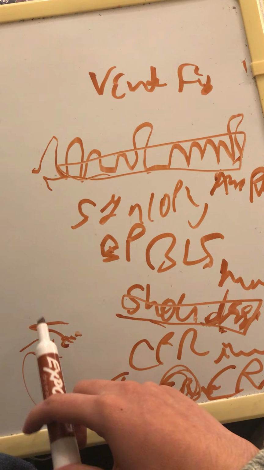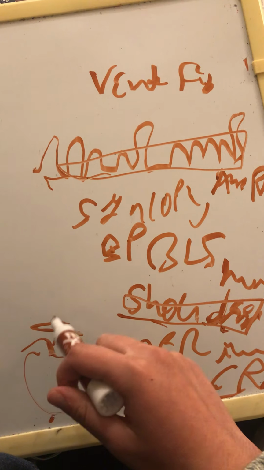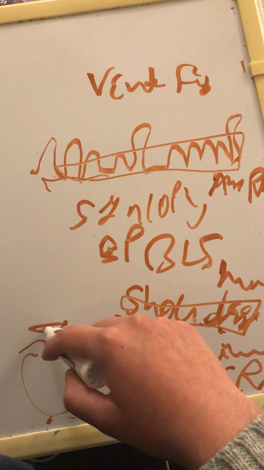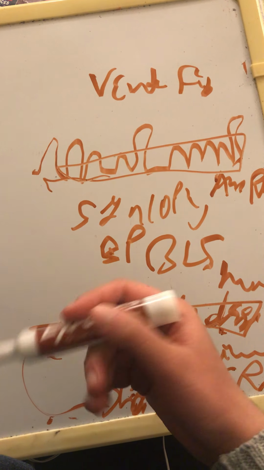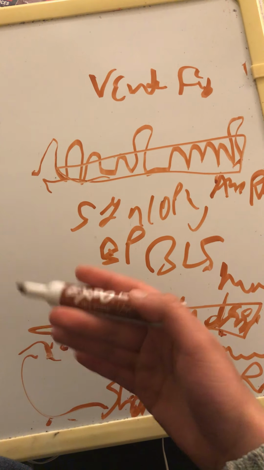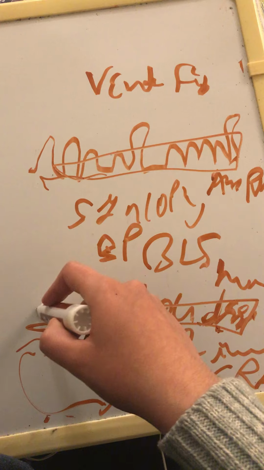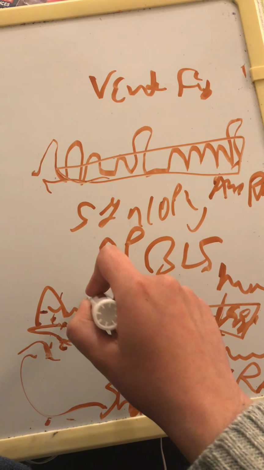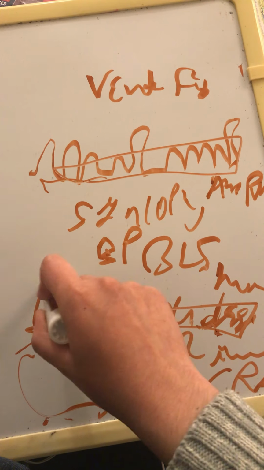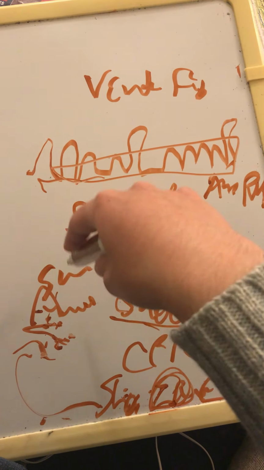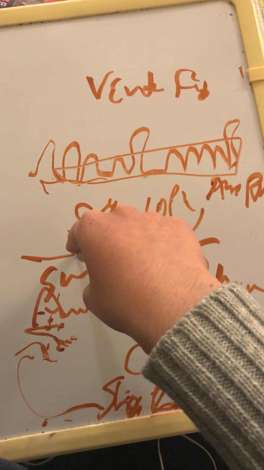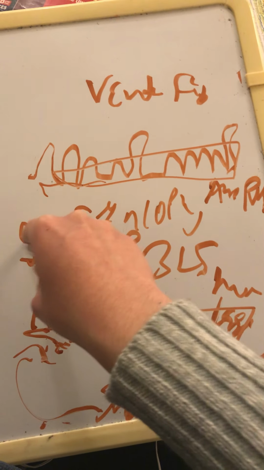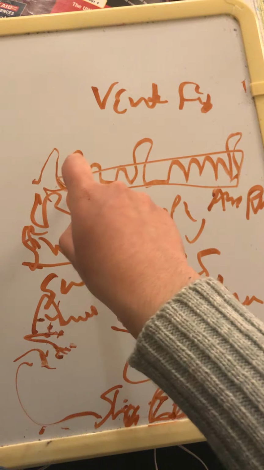So here we will give the shock. If we see that the patient is in ventricular fibrillation, we will give the shock. And now we are alternating between epinephrine and amiodarone. So we will give amiodarone and the 5 cycles of CPR. We will check if the patient continues in ventricular fibrillation, then shock again, and now epinephrine and continue CPR.